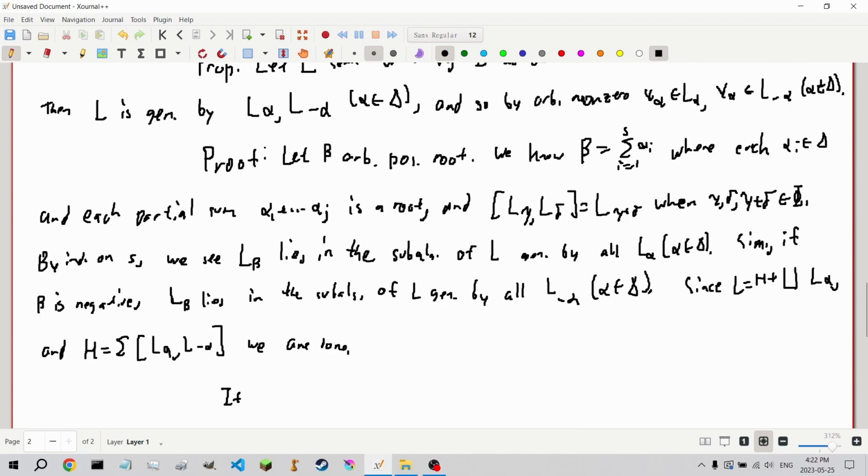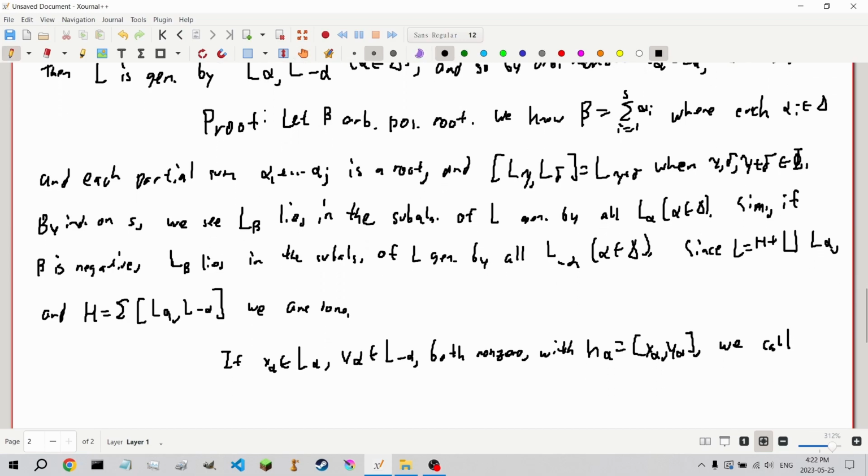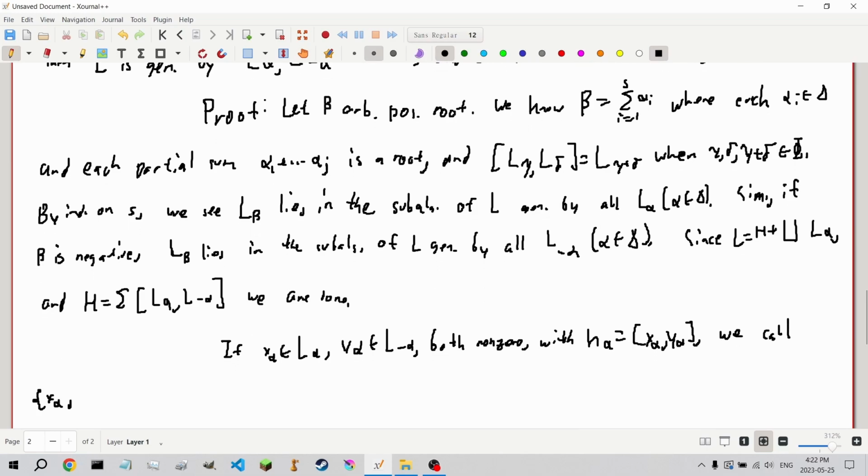Now, if x_alpha is an element of L_alpha and y_alpha is an element of L_negative alpha, both non-zero, with h_alpha being defined, if you recall, as the bracket of x_alpha and y_alpha, we can call a set of x_alpha and y_alpha, with or without h_alpha, since we can derive it from the other two, a standard set of generators for L.